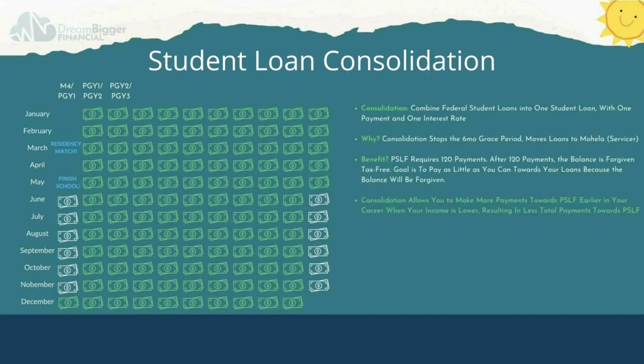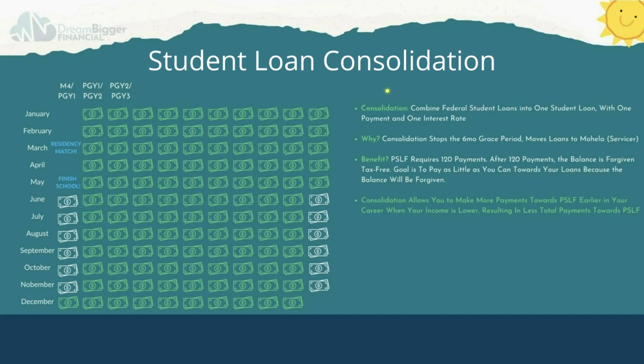If we are going towards public service loan forgiveness, our first priority is to consolidate our student loans. Consolidation is taking all of our different student loans and blending them into one student loan with one average interest rate and one payment. And when we do that process, we are moving our student loans from our current servicer to MOHELA, which is the servicer responsible for public service loan forgiveness.